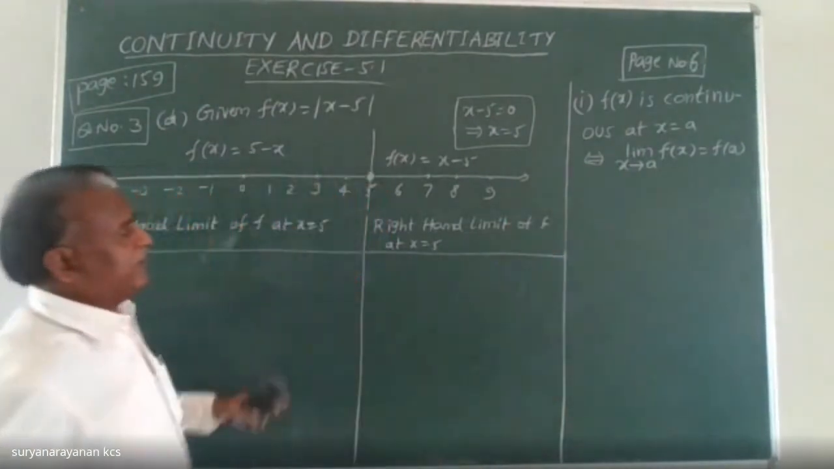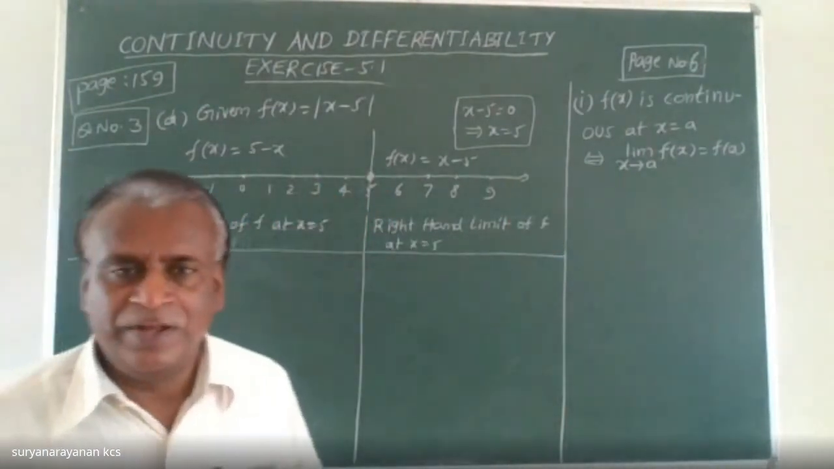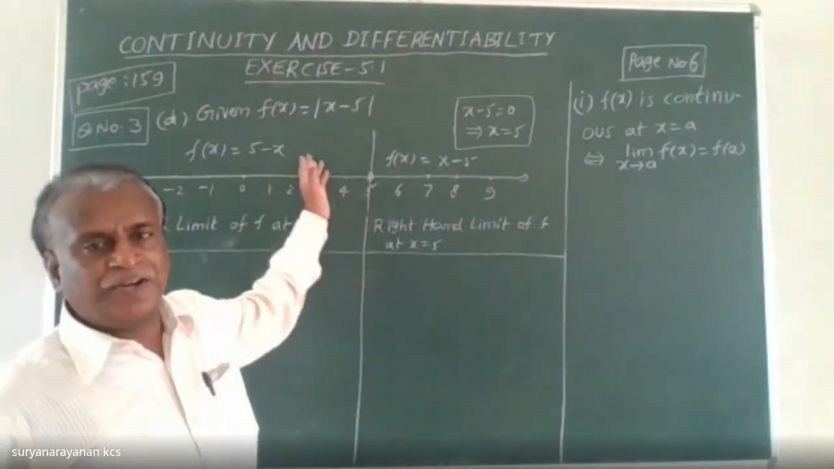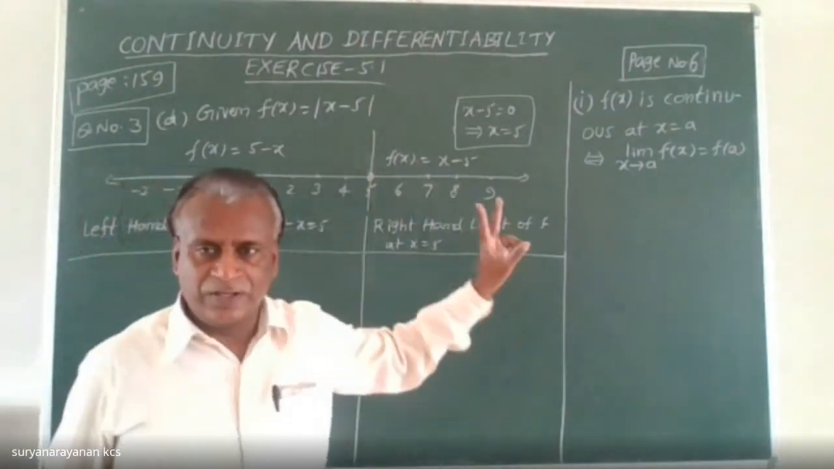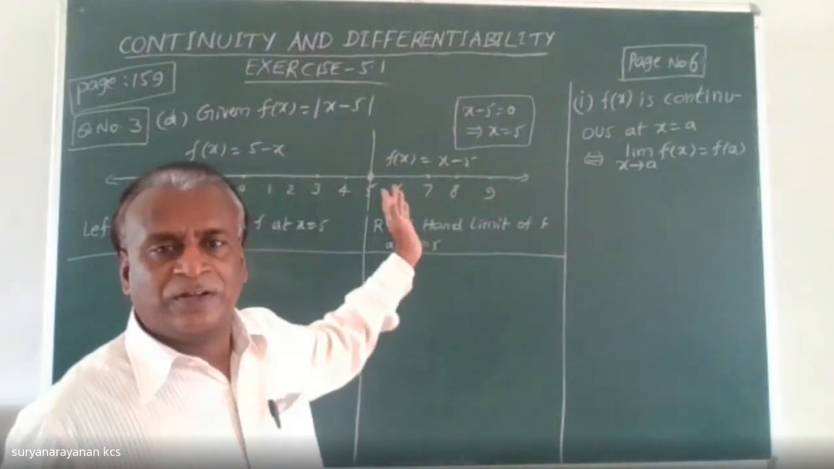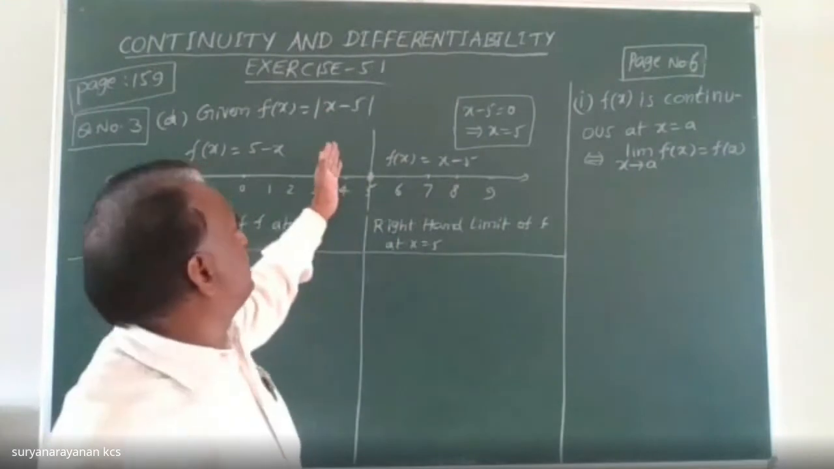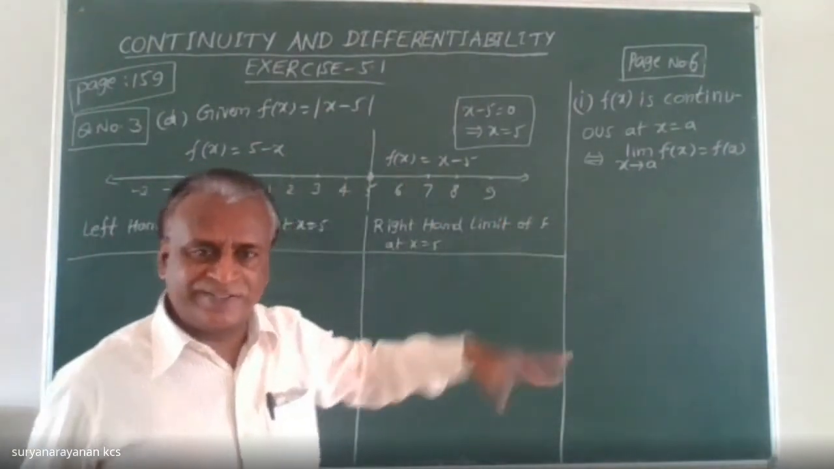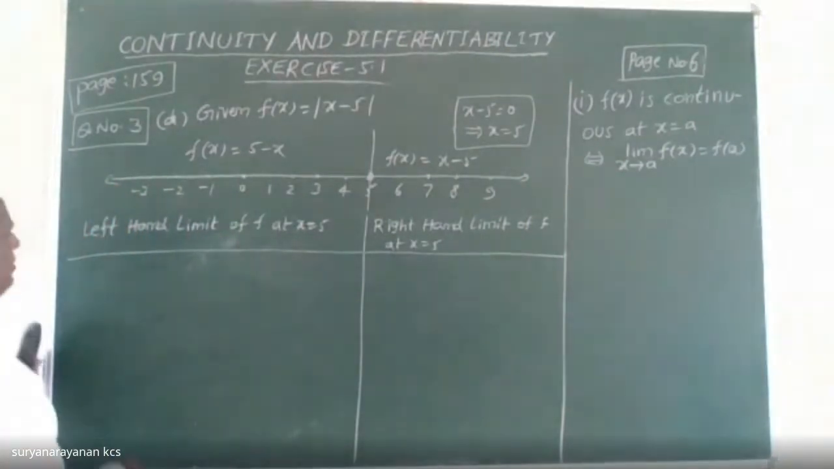In this case, we find left hand limit and right hand limit because this function is defined at x equal to 5 in different ways. At the particular point, the left side is defined as 5 minus x, and the right side as x minus 5. So in this case, we find left hand limit and right hand limit.